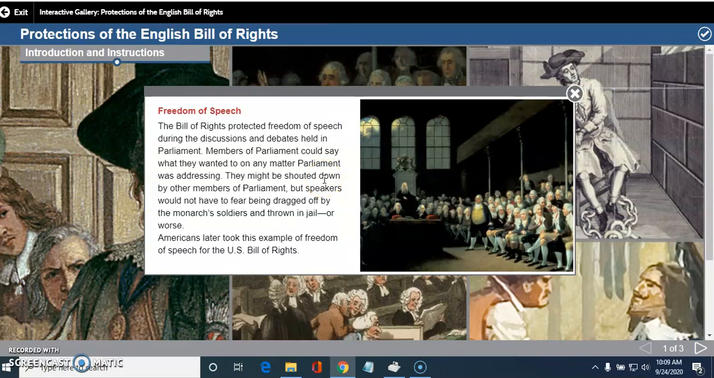Now, freedom of speech falls under what domain? Is it life, liberty, or property? Well, if you think about it, what is it? You come up with the answer, and let me know if you got it right. I'm going to pause for a second.